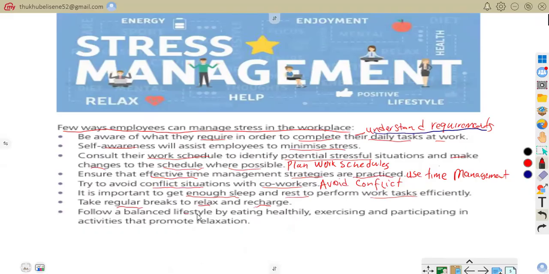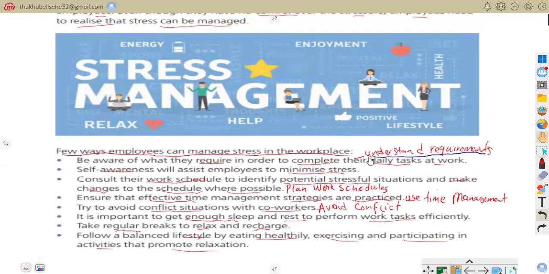Follow a balanced lifestyle by eating healthy, exercising, and participating in activities that promote relaxation. Now we are saying maintain a balanced lifestyle. We know that healthy habits reduce stress: exercising, eating well, and relaxing after work. So this is the end of this presentation.